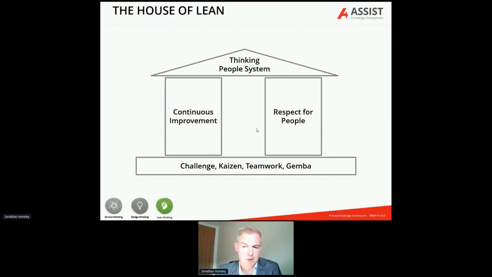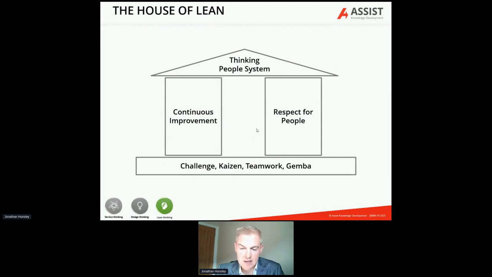Kaizen is a Japanese word that doesn't easily translate into English, but loosely translates into change for the best. And so it's continuous improvement and challenge for the best in alignment with the strategic goals and objectives of the organization. Now, service thinking talks about value co-creation, and lean talks more about teamwork and collaboration. But you can see the synergies between these thinking approaches, or I'm certainly hoping that you can.